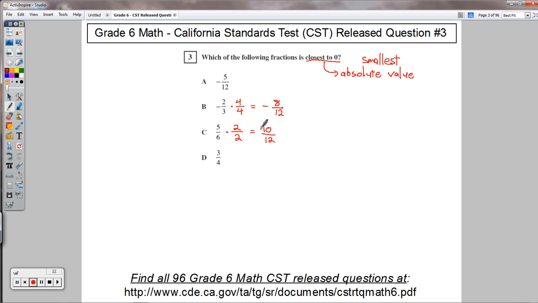This would be 10 over 12. 5 times 2 is 10. And finally, 3 over 4, you can multiply that by 3 over 3 and get 9 over 12.